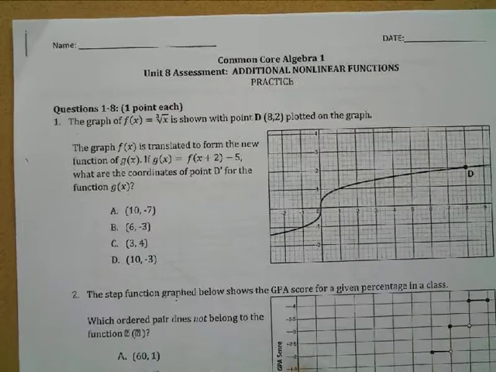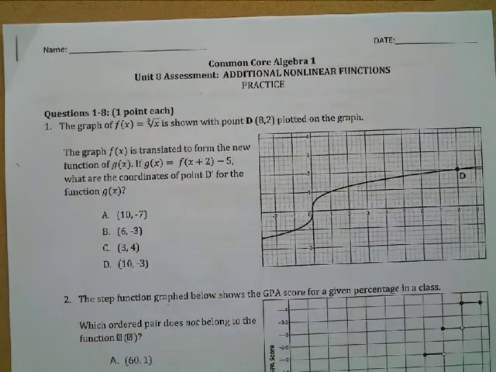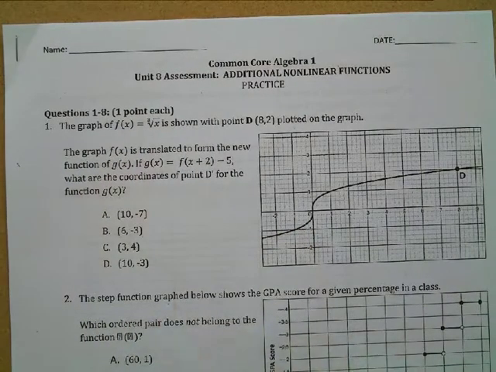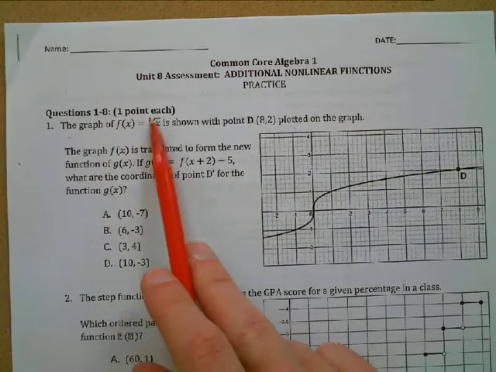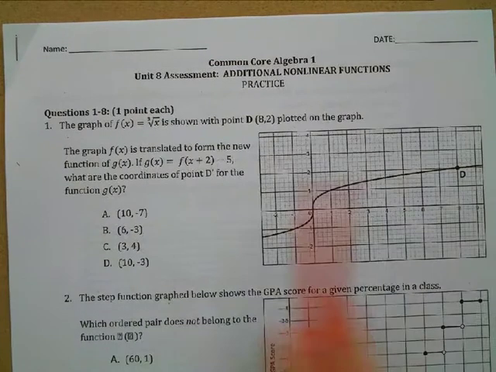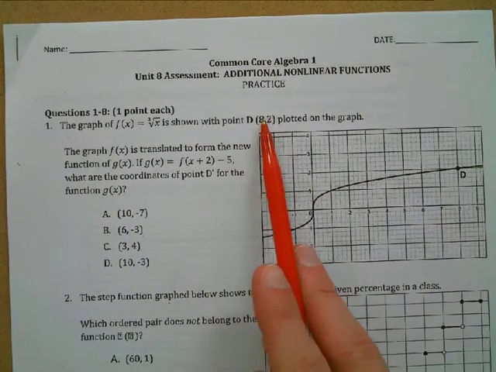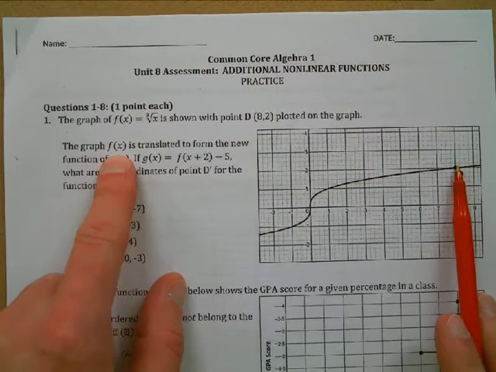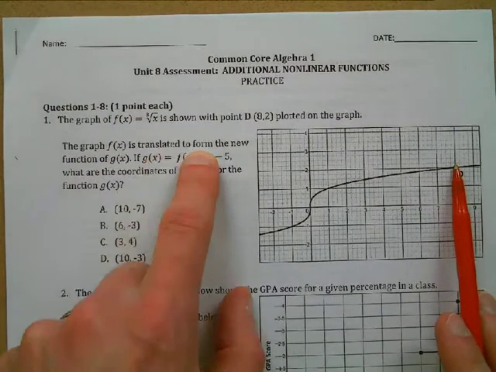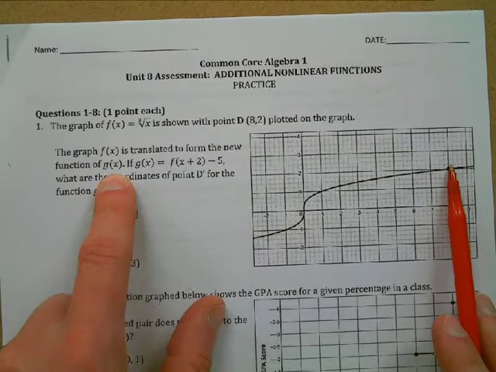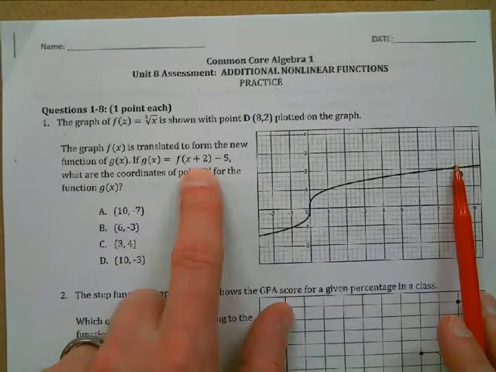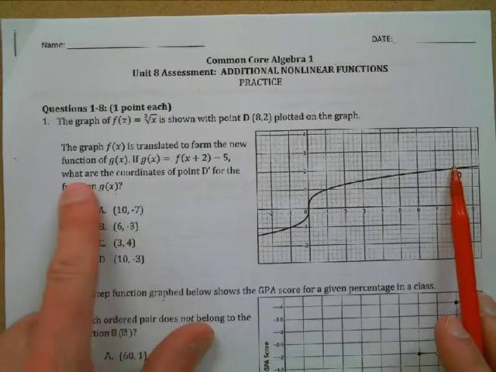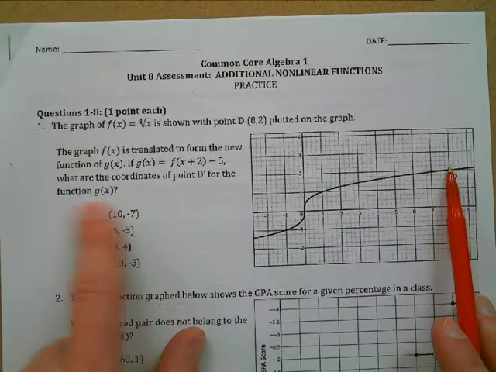So, graph f of x, and please, when you're reading these problems, I know there's sometimes a lot of reading, but do read all pieces of information because sometimes all of it's important. So, the graph of f of x equals the cube root of x is shown, with a point D (8, 2) plotted right there on the graph. So there's point D. The graph f of x is then translated to form the new function g of x. If g of x is f of x plus 2 and then minus 5 on the outside, what are the coordinates of point D prime for this function g of x?